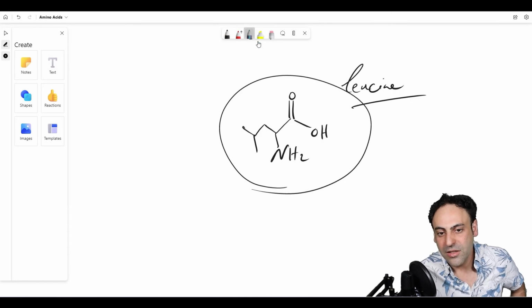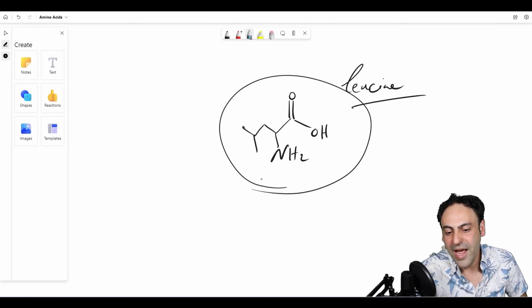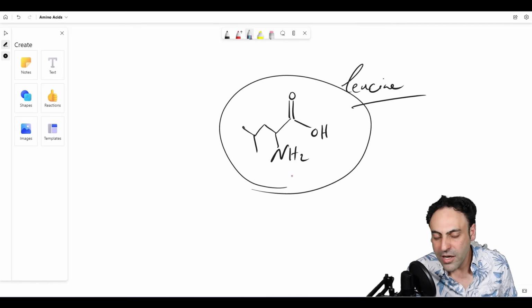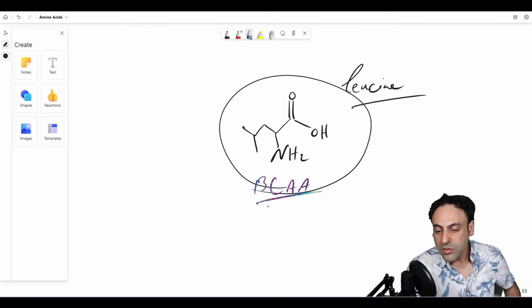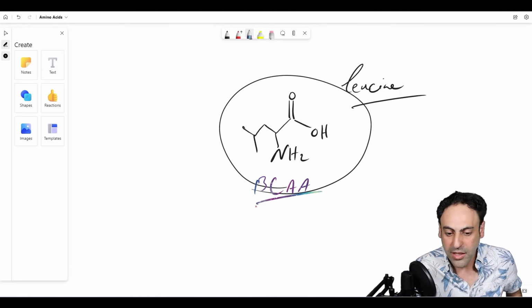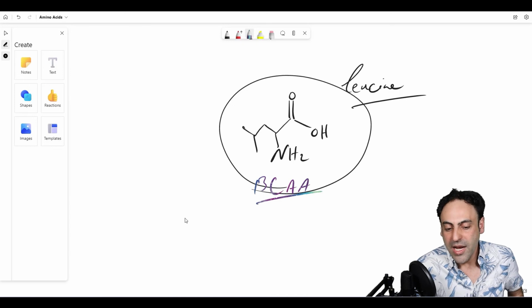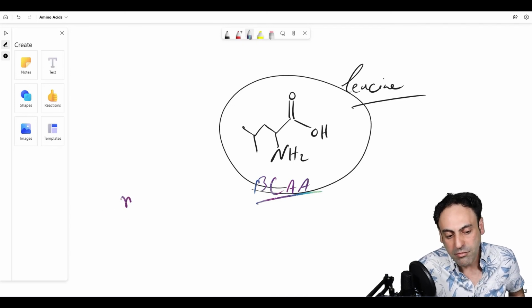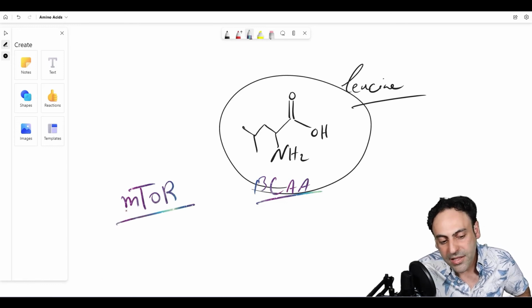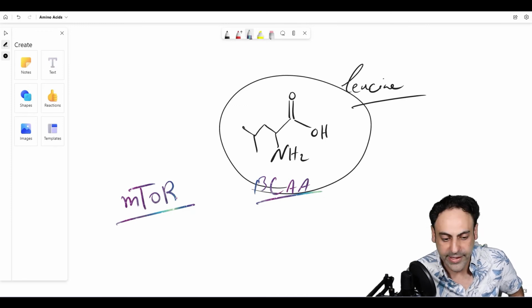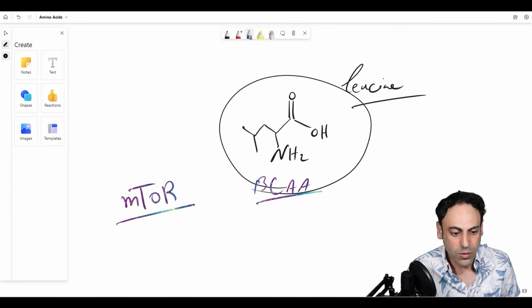So leucine, as I told you, with valine and isoleucine, they're going to create the BCAA, branched-chain amino acids. Also, leucine is very important in muscle function, in the pathway called mTOR. So what is mTOR? mTOR stands for mammalian target of rapamycin. Okay, mTOR. What is mTOR?